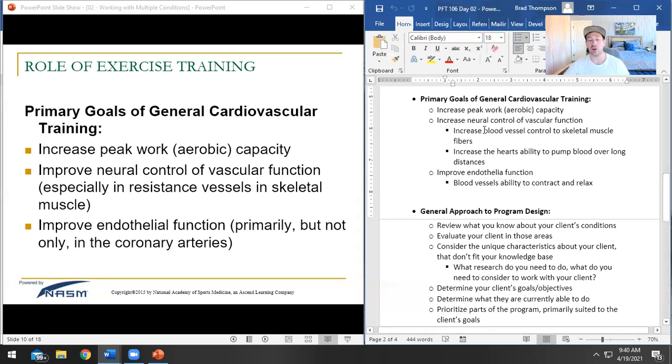So primary goals are going to improve that peak aerobic capacity. Like we talked about, we're going to try to improve how well the heart actually works. We want to improve the neural control and the vascular function. So we want to get better at sending blood up, sending blood down, sending blood up, sending blood down. And we want to improve that endothelial production. And then I forgot, this is not in here, but particularly when it comes to endothelial function, we are looking at the coronary arteries in particular.